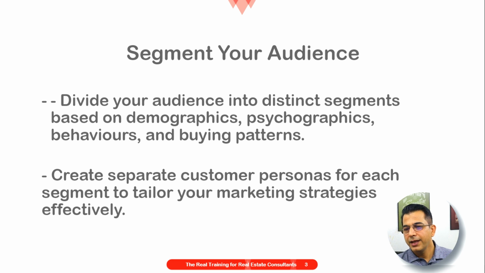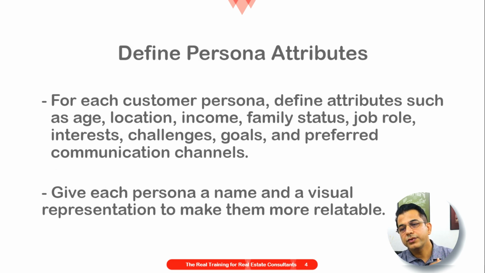Okay. So moving on, you need to then define the persona attributes. For each customer persona, define attributes such as age, location, income, family status, job role, interests, challenges, goals, and their preferred communication channel. That is also very important. How you want to communicate with them. Are they available over the phone? Are they available on LinkedIn, Instagram, TV, radio? So again, communication channel is also very important.